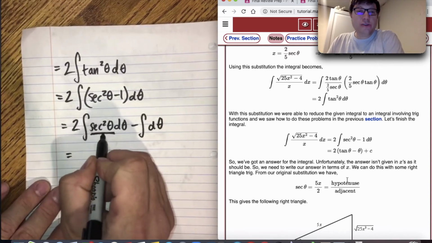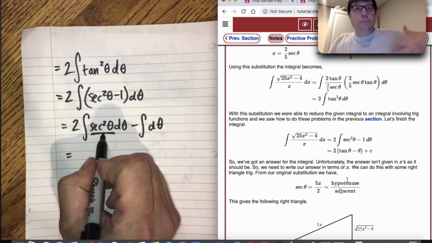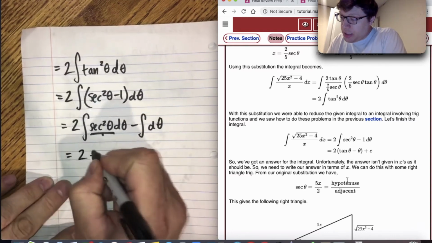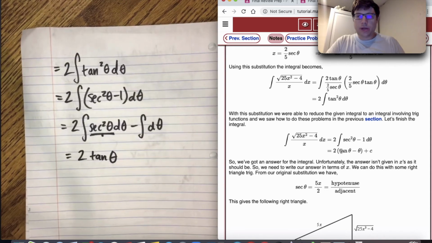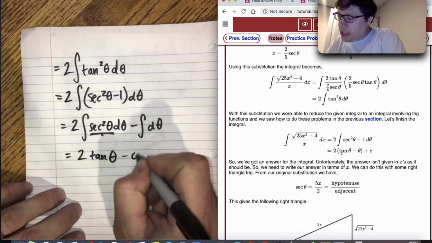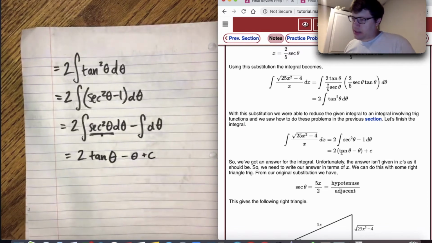That's the derivative of tangent, so its antiderivative would be tangent. So 2 tangent theta minus theta plus C. Don't forget the C. That's not in terms of x. What do they do?